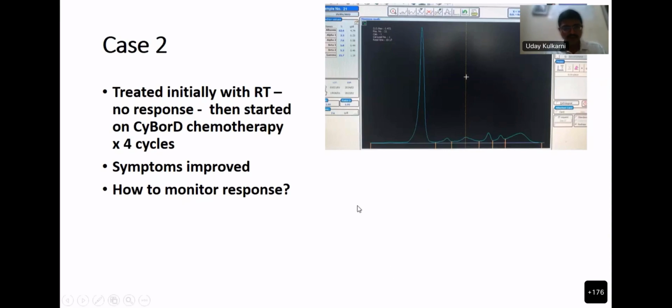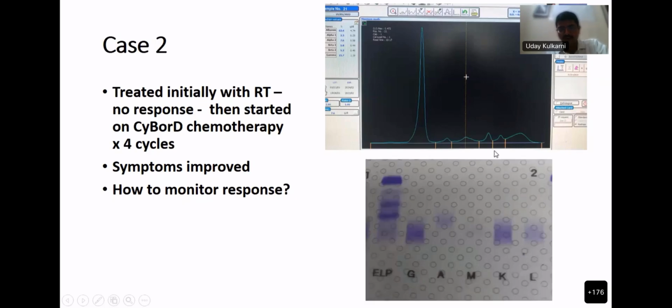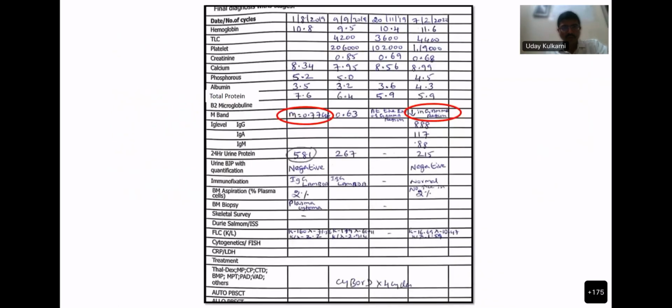So the monitoring was done by, there are different ways of monitoring this. You can monitor it using EMG NCV or do a protein electrophoresis. Here we did the serum protein electrophoresis and the M-band sort of disappeared. The immunofixation and the serum protein electrophoresis essentially showed disappearance of the abnormal protein which was there before.